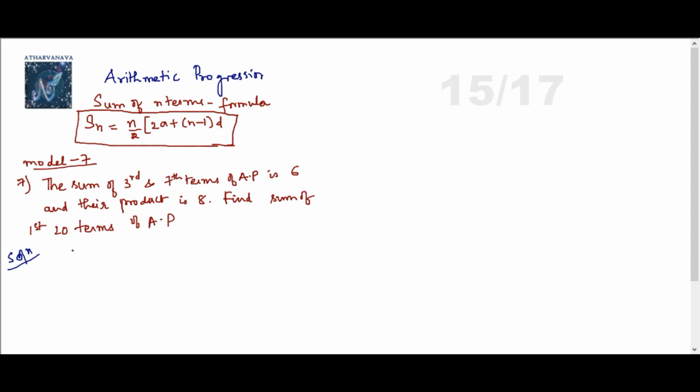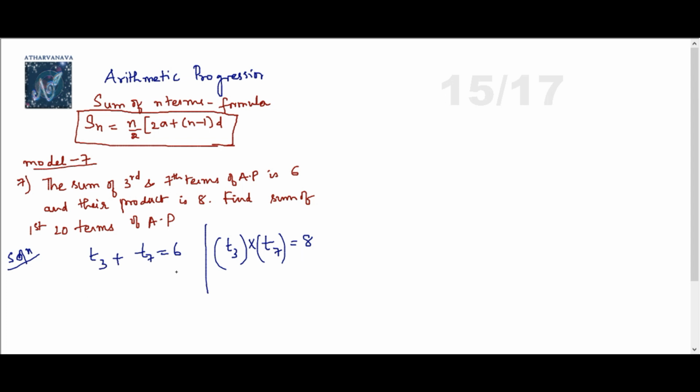So the sum means addition of what and what? The third term and the seventh term. So T3 plus T7 should be how much? It is 6. Their product means the third and seventh term product, so T3 into T7 should be how much? 8. I'll use brackets for your convenience. So T3 plus T7 is 6, the addition is 6, but their product is 8.